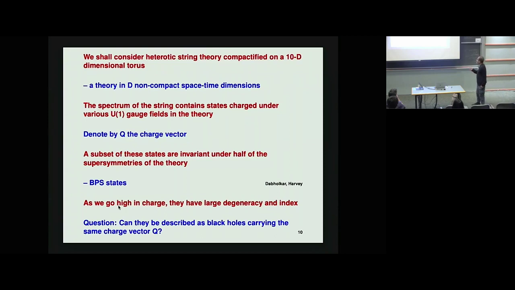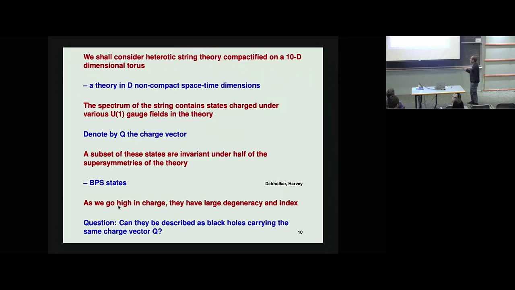So we'll be considering heterotic string theory compactified on a 10 minus d-dimensional torus. But this can also be generalized easily to compactifications on K3 times T2, or K3 times S1, and I'll discuss this at the end. The results don't change. It's an identical analysis, but just for definiteness, we'll focus on this problem. Heterotic string theory compactified on a 10 minus d-dimensional torus. So this will describe a theory in d non-compact spacetime dimensions.